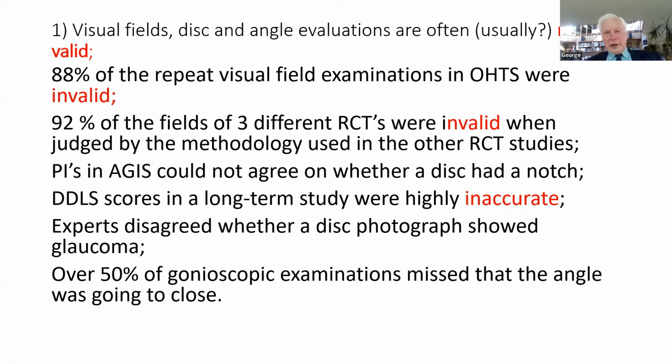If you look at the three randomized controlled studies that looked at fields, the study that Anders Heijl did in Sweden, the AGIS study, and the CIGTS study, they all used very different methods of determining whether fields were normal or abnormal. 92% of those methods didn't agree. The principal investigators at the start said, well, if we're trying to recruit the patients, and if they've got a notch, we know they've got glaucoma. Well, they couldn't agree on what was a notch.